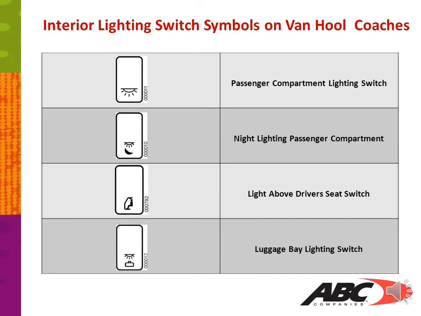Let's go over some of our interior lighting switch symbols for our Van Hool coaches. The first one being your passenger compartment lighting switch. Then you have your night lighting passenger compartment switch. Underneath that you have your light for the above the driver's seat switch. Then you have your luggage bay lighting switch.